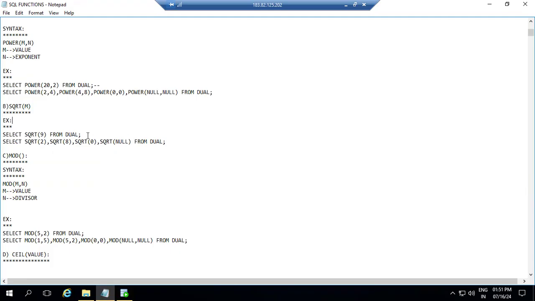What will be the first output when we use select square root? As I told, whatever function we use, we should mention it here. So SELECT SQRT(9) FROM dual. What happens in this case? 3. Coming to the next one: SELECT SQRT(2), SQRT(8), SQRT(0), SQRT(null) FROM dual.